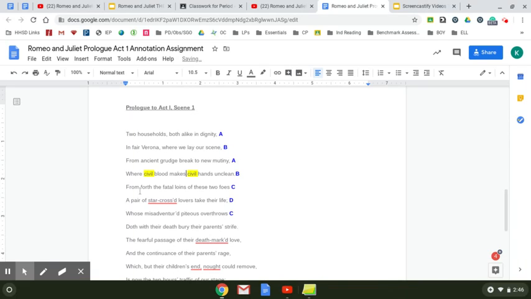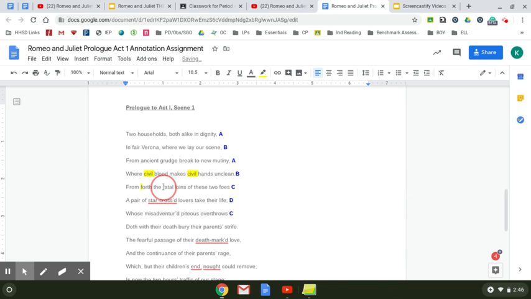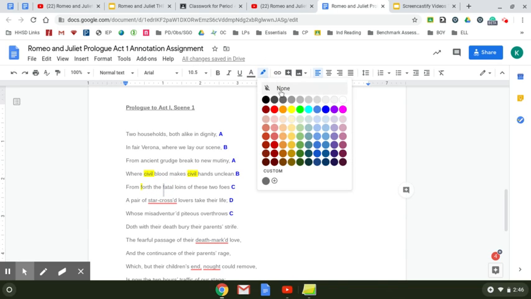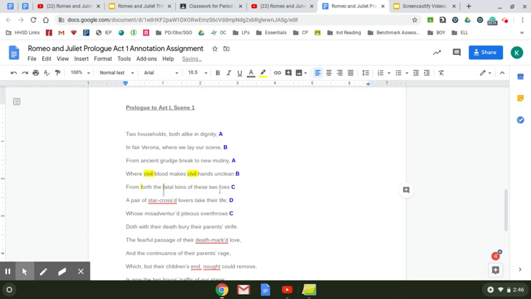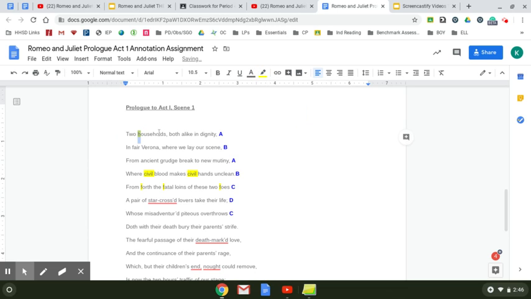From forth the fatal loins of these two foes. Here I'm noticing that there's a repetition of a sound. The F sound is repeated in forth and fatal and foes. I also noted the same repetition in the word household. So I'm going to go back and revise my work, since I can always go back and revise.